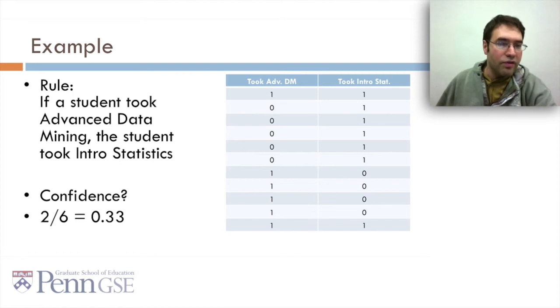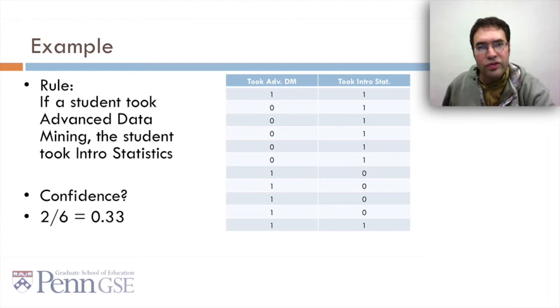So we have a higher confidence than we have a support. That's actually fairly common, especially if you have a lot of things going on in your data set. You might have very low support for anything, but have relatively high confidence for some things.